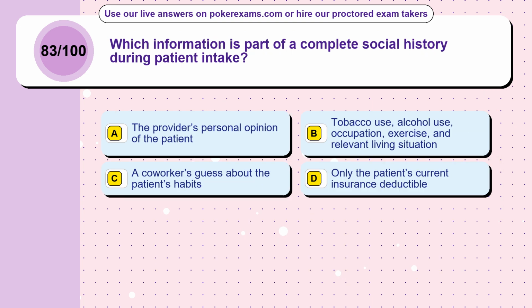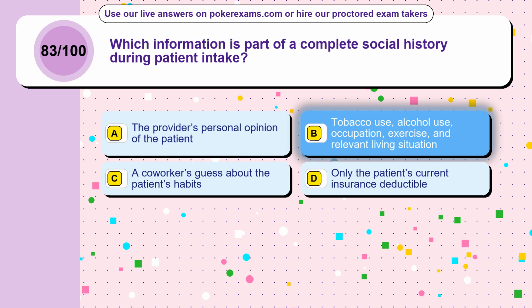Question 83. Which information is part of a complete social history during patient intake? Option A. The provider's personal opinion of the patient. Option B. Tobacco use, alcohol use, occupation, exercise, and relevant living situation. Option C. A coworker's guess about the patient's habits. Option D. Only the patient's current insurance deductible. The correct answer is option B.